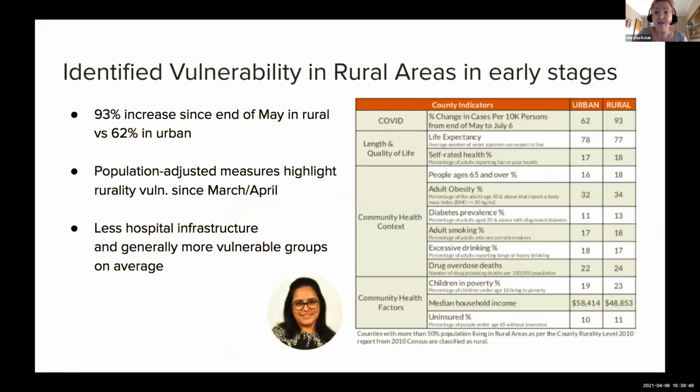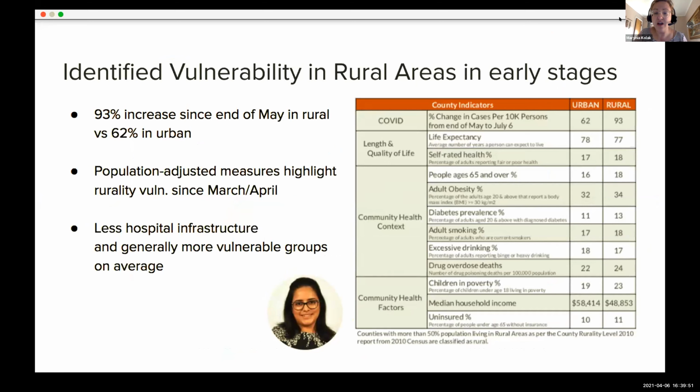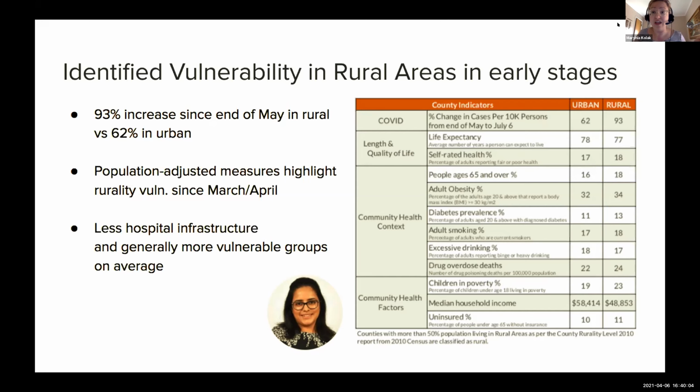And along the way, we've come across a couple of pretty big aha moments. So we were some of the first to identify, actually measure, and sound the warning alarm for vulnerability in rural areas. We had identified this really early on, at the end of March 2020.